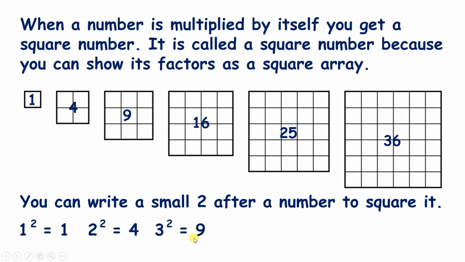3 squared is 9, because 3 times 3 is 9. 4 squared is 16, because 4 times 4 is 16. 5 squared is 25, and 6 squared is 36.